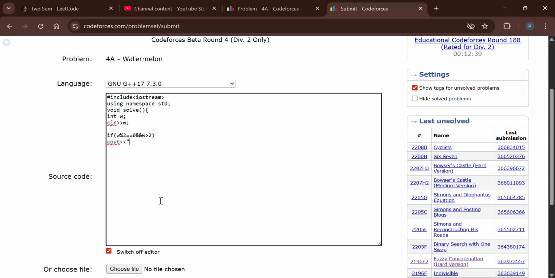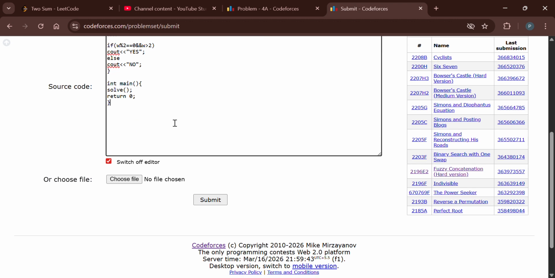Yes, I think capital S. Else, cout no. Yep, this is our solve function. Now we'll write our main function, int main. There is nothing to do here, just solve, return 0.